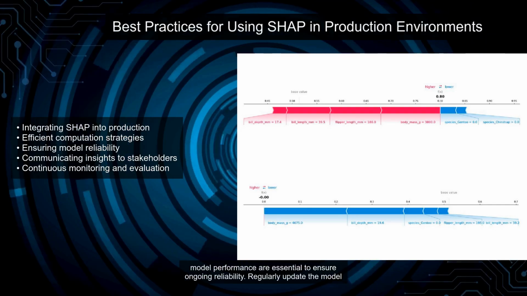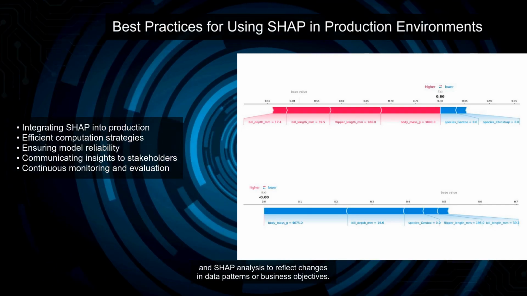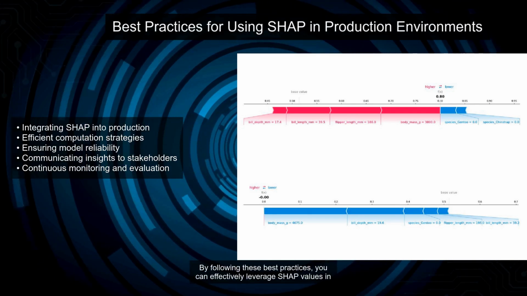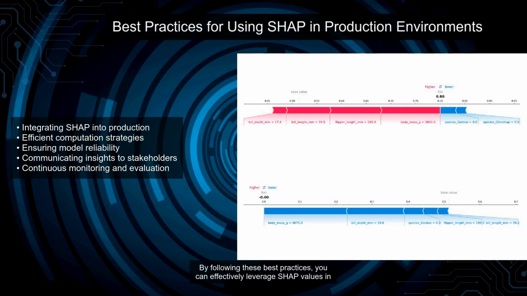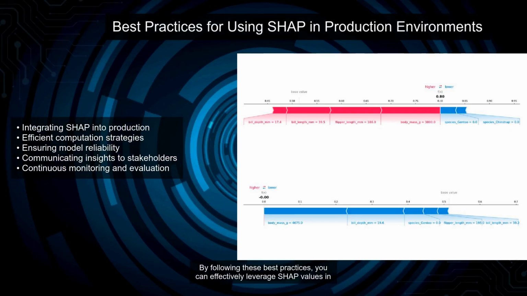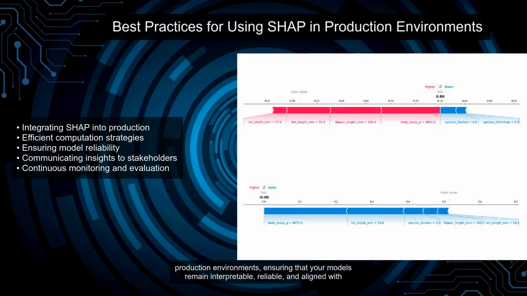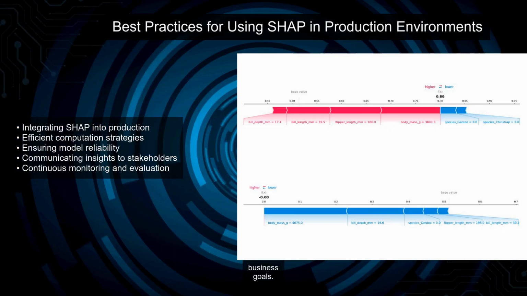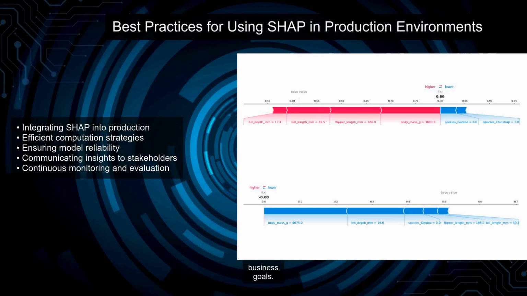Continuous monitoring and evaluation of SHAP values and model performance are essential to ensure ongoing reliability. Regularly update the model and SHAP analysis to reflect changes in data patterns or business objectives. By following these best practices, you can effectively leverage SHAP values in production environments, ensuring that your models remain interpretable, reliable, and aligned with business goals.